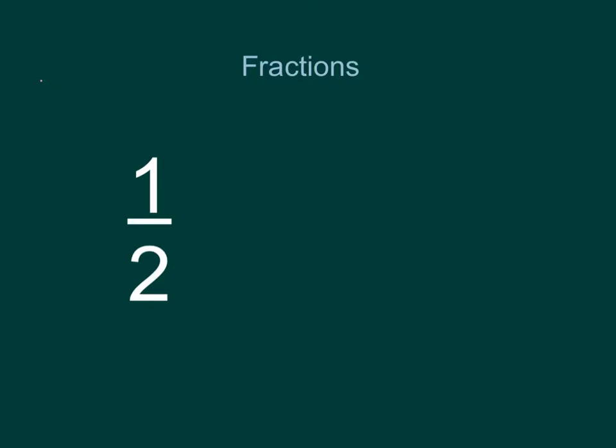So let's look closer at that number 1 over 2. As mentioned before, that 1 represents a part. Another word for this part is numerator. The numerator is the number that goes on top of a fraction.